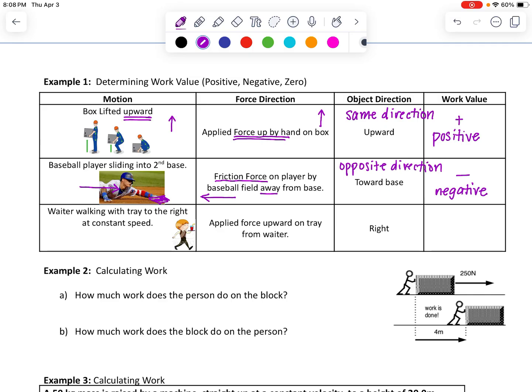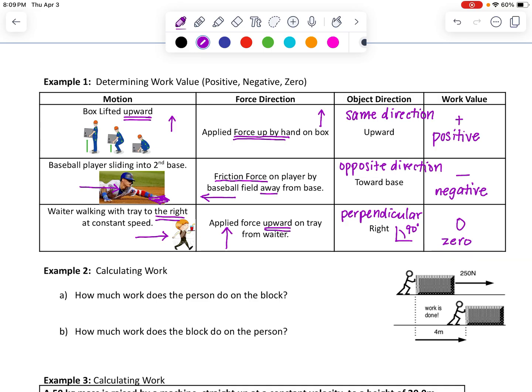Then finally, the last situation is the waiter walking to the right. The waiter is going this direction. The applied force, it says upward, so I'm drawing my arrow up. Notice this is perpendicular, which means at a 90-degree angle from each other. This is actually going to be zero work. You're not doing any work.